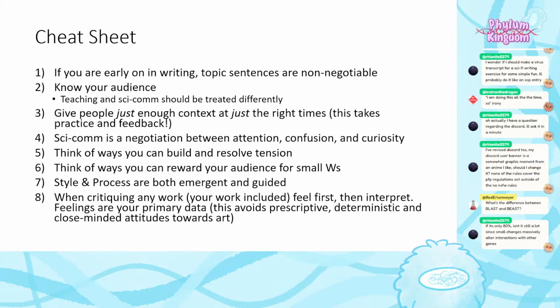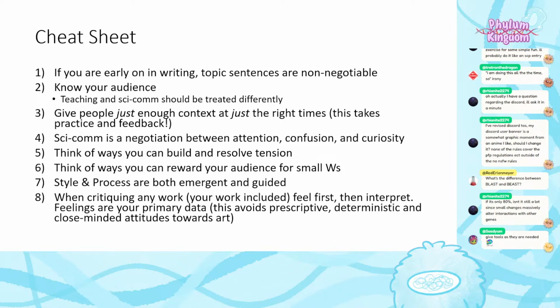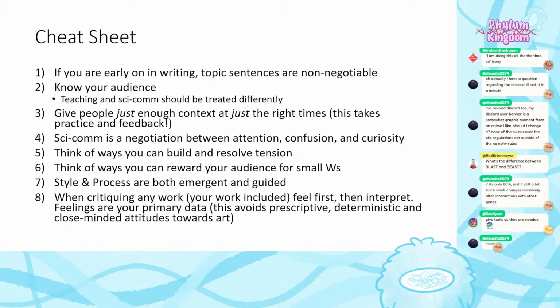Okay, we are reaching the end of this presentation. I'm getting very tired. So if you want to just write these down or keep this in mind, here is the cheat sheet for what I believe to be effective science communication. 1, if you are early on in writing, topic sentences are non-negotiable. Every paragraph, yes, every paragraph must have a functional topic sentence. I do not care about artistic expression if you are early on in your writing career. 2, know your audience. Teaching and sci-comm should be treated very, very differently, right? Do not get the two mixed up.